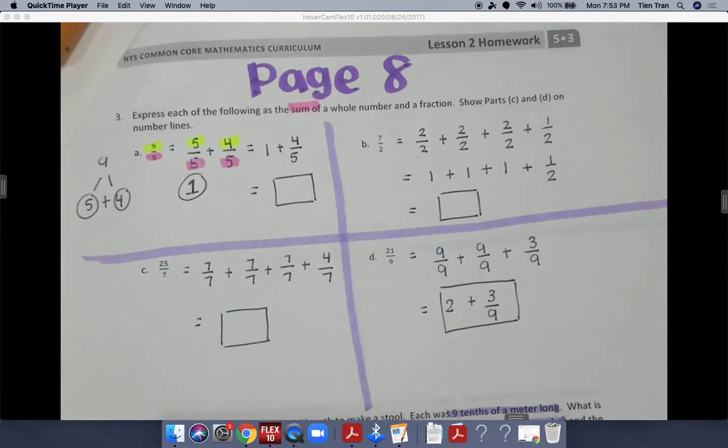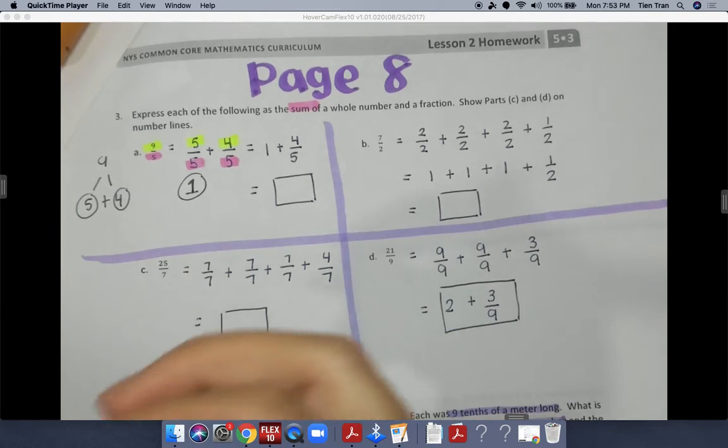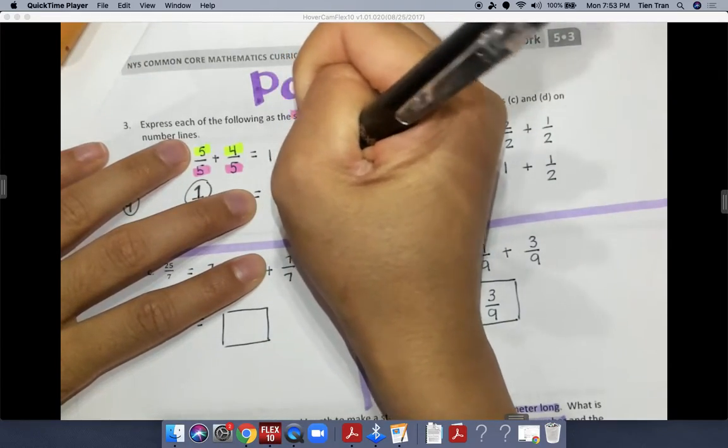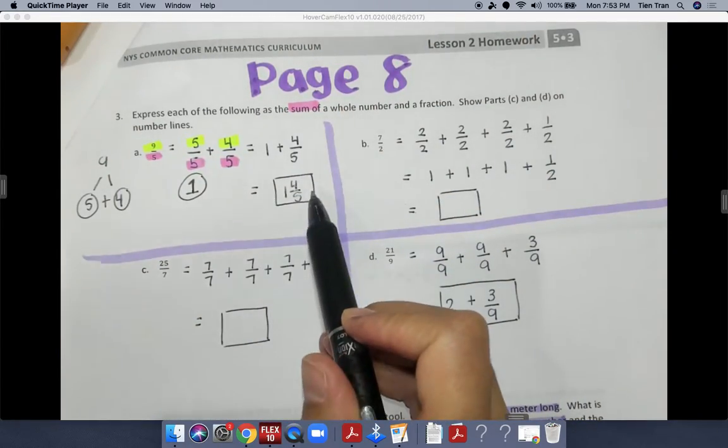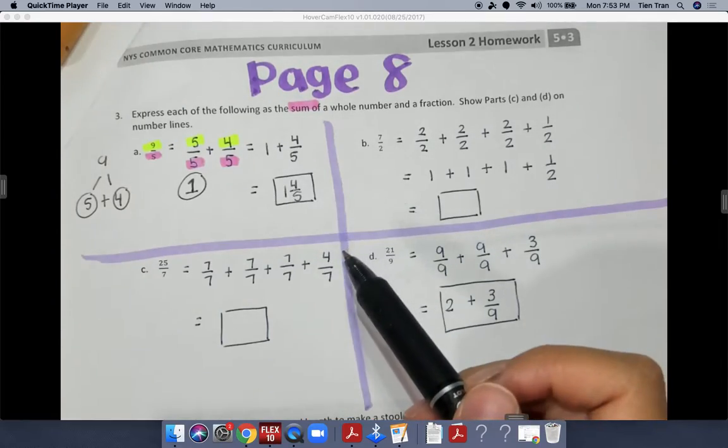Okay? Now, what I'm going to do is I'm going to make sure that I write 1 and 4/5, but you can also write it like this because it is the same. It is equivalent to 1 and 4/5, just like that. You don't have to put the addition sign.